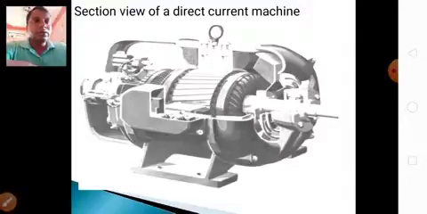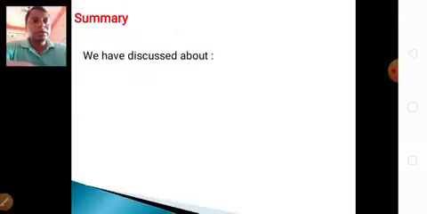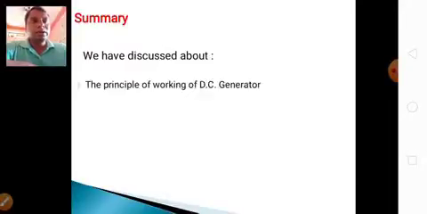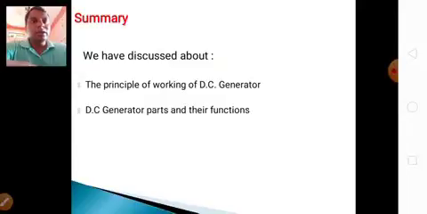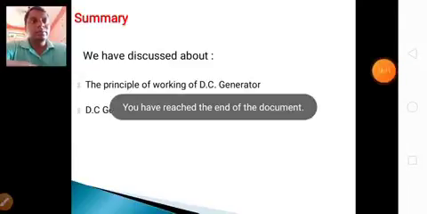This is a sectional view of a direct current machine, DC machine. In this class we discussed the construction and working principle of the DC generator and the construction of the DC generator and its functions. Thank you.